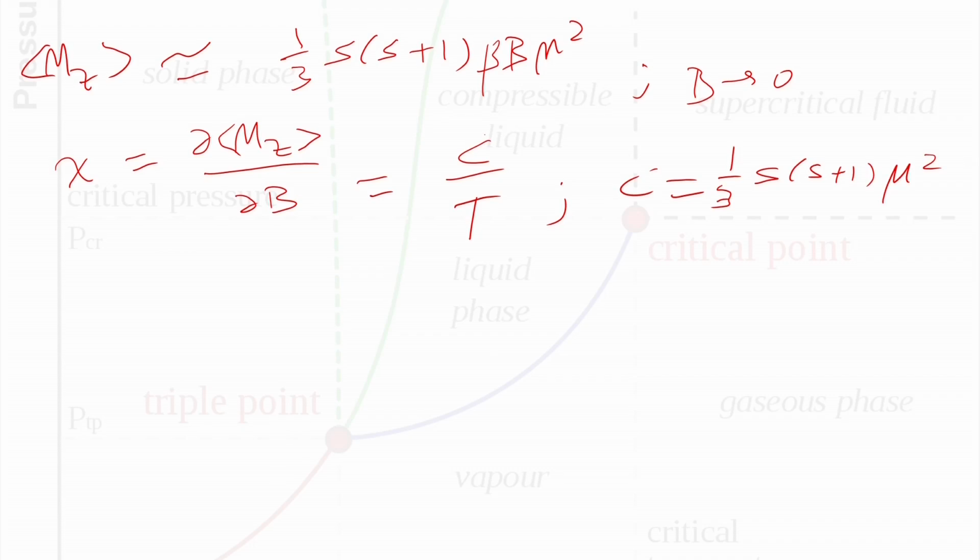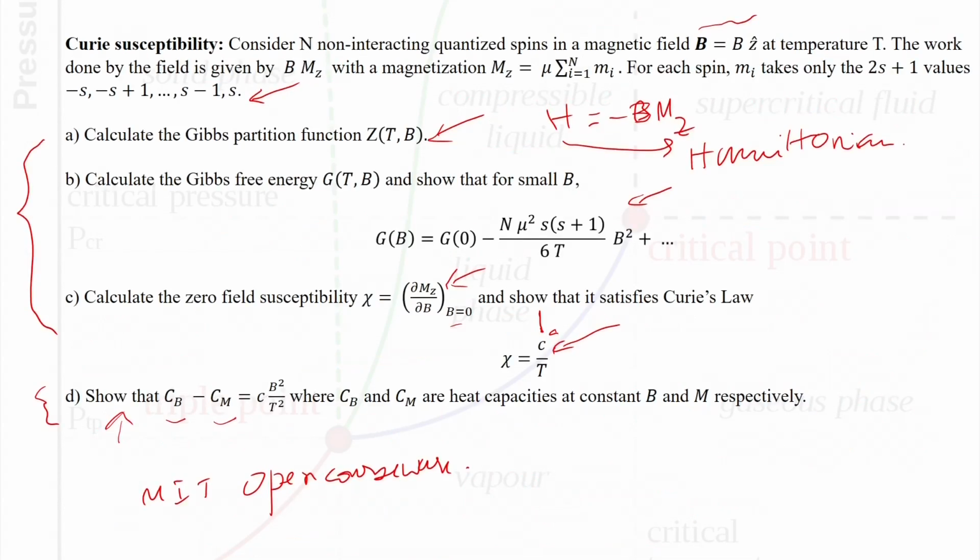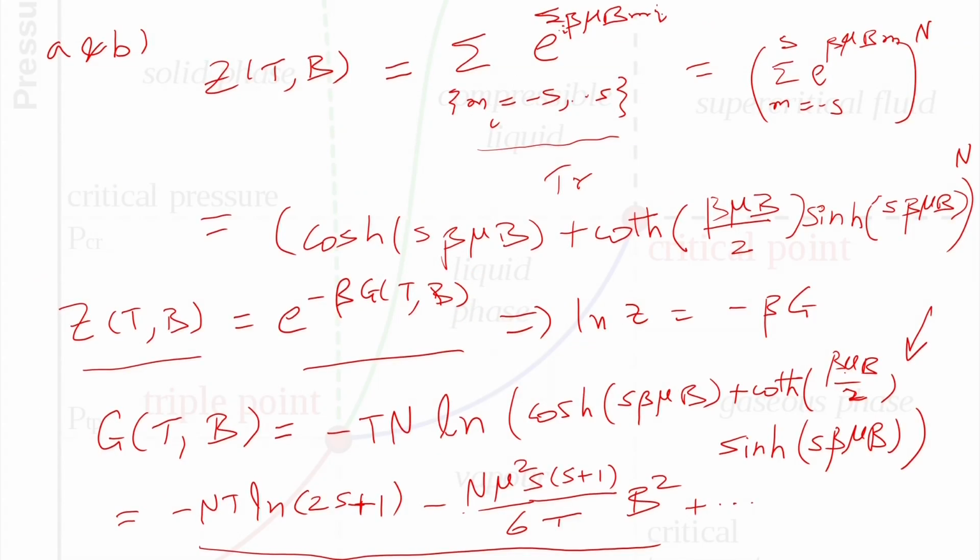This is all fairly straightforward, but what is more interesting is the last part. Part D was: show that if you have a constant magnetic field, the specific heat is going to be different from what it is when you have a constant magnetization, and the difference between the two is given by this result. So let's see if we will be able to derive this. So the question is, how do you derive this?